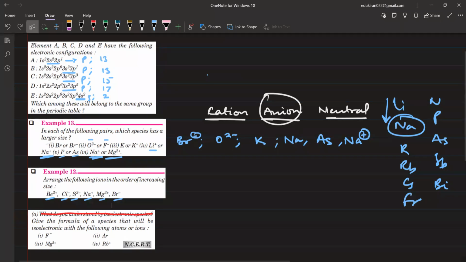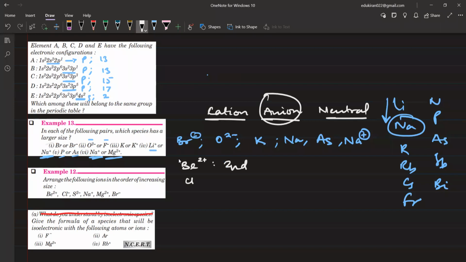Their configuration is going to be noble gas, but we are not worrying about that. Are they in the same group? Tell me, beryllium is in which group? Sorry, not group. Which period is it in? Beryllium. Second period, right?